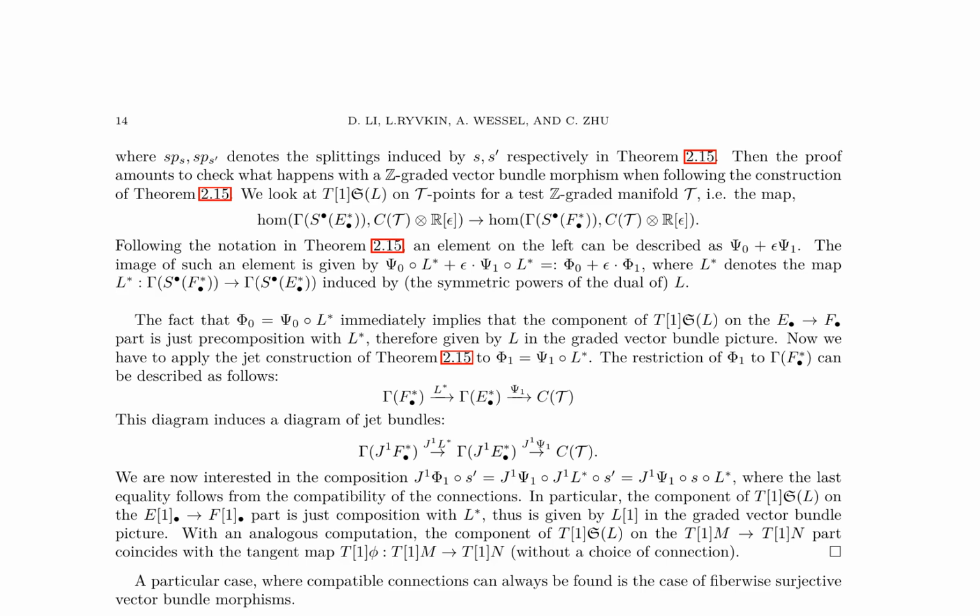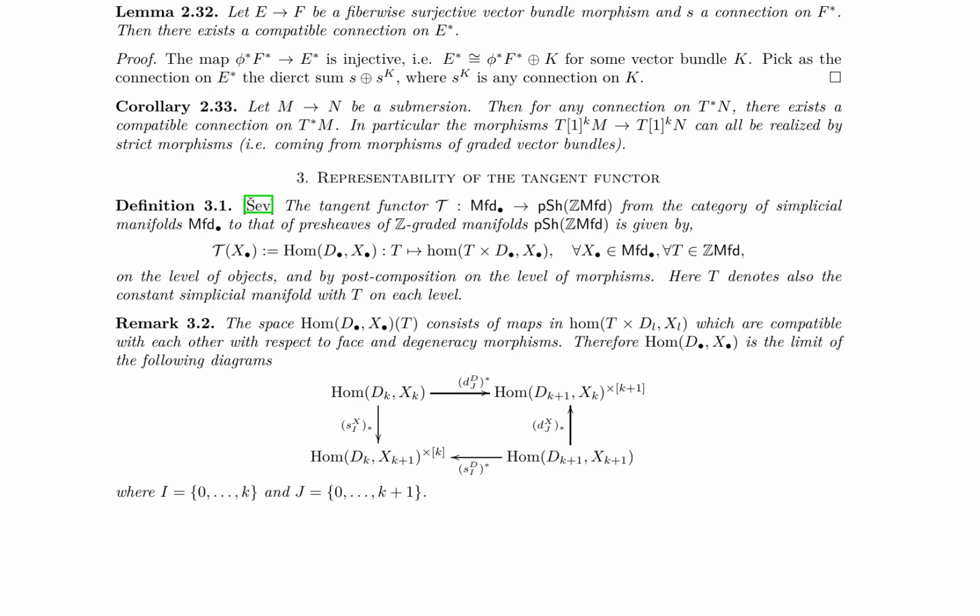This involves the use of jet bundles and their constructions to demonstrate how the component of T, 1, S, L, on the E right pointing arrow F part is given by precomposition with L asterisk operator. The component on the T, 1, M right pointing arrow T, 1, N part coincides with the tangent map T, 1, phi without a choice of connection.